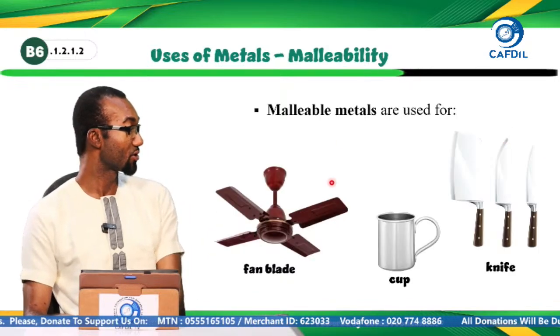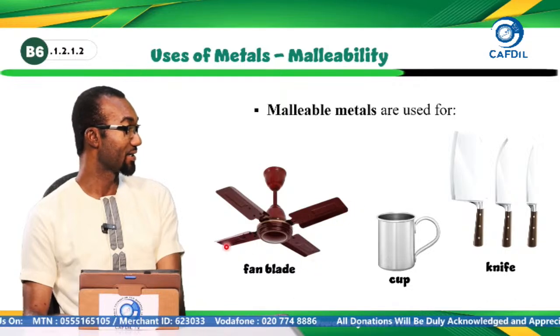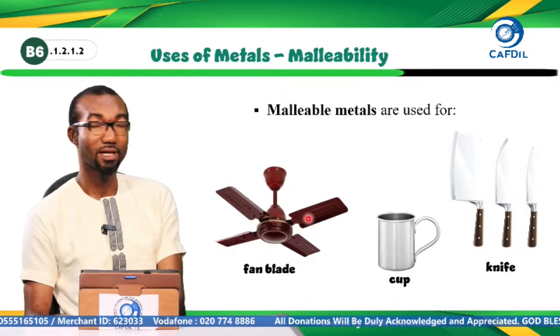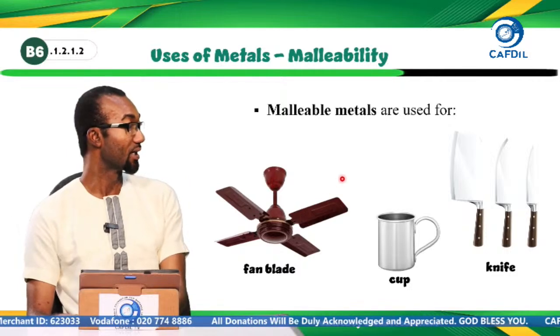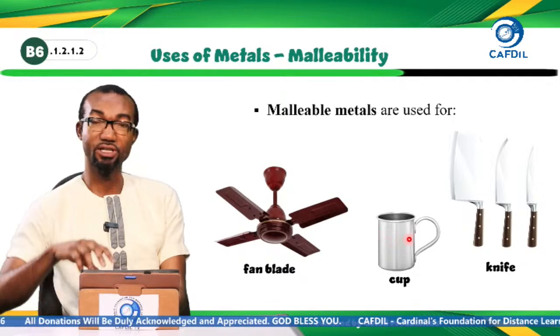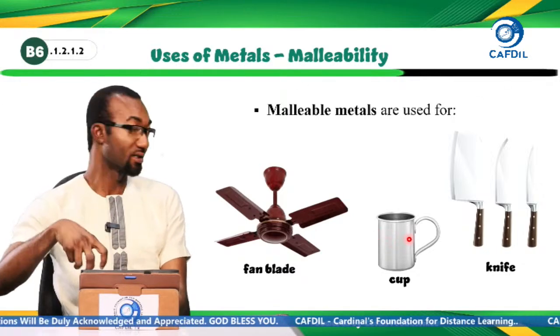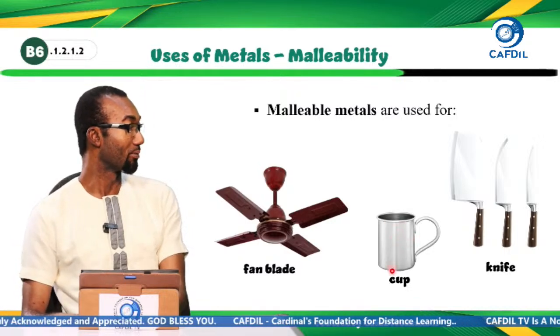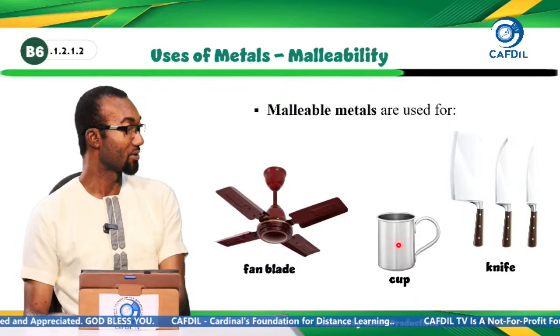We can also use it to make fan blades. You see that the fan blade is flat like a sheet. So because metals can be beaten into sheets, they can be used to make fan blades. We also have a cap. You see that the cap is beaten into sheets, and then we fold it in a round form. So because it can be beaten into sheets, we can get a cap.